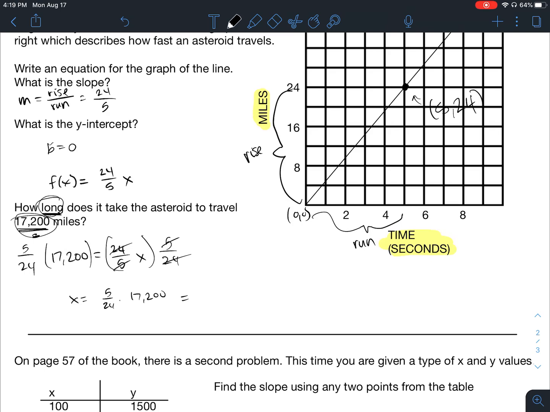And if we plug that into our calculator, 5 times 17,200, and we divide that by 24. It's going to be 3,000 about, this is going to be an estimate, 3,583 seconds. Always write your units. We are talking about seconds.